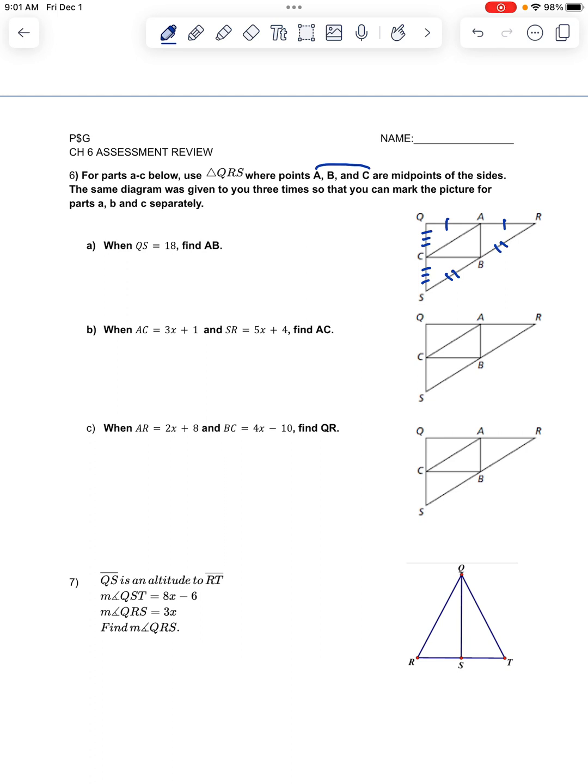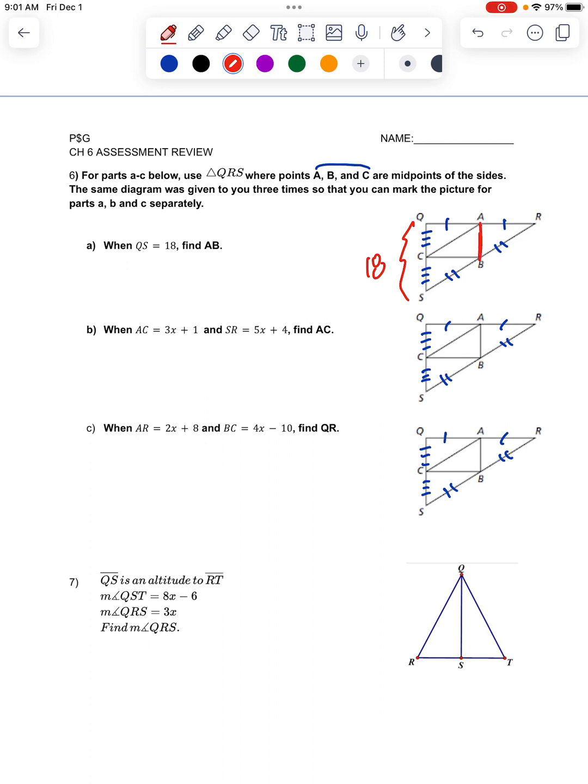We included the same diagram 3 times, so you can use it and mark it how you want to for all 3 parts. So I'll just do that because I'm just so much fun. Here we go. So I'm looking at part A. Part A says QS is 18. Find AB. Well, how are these related?